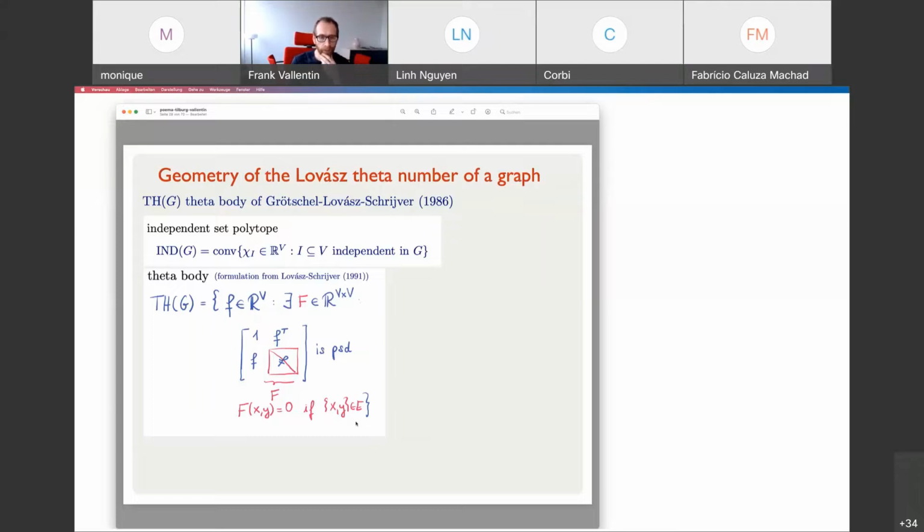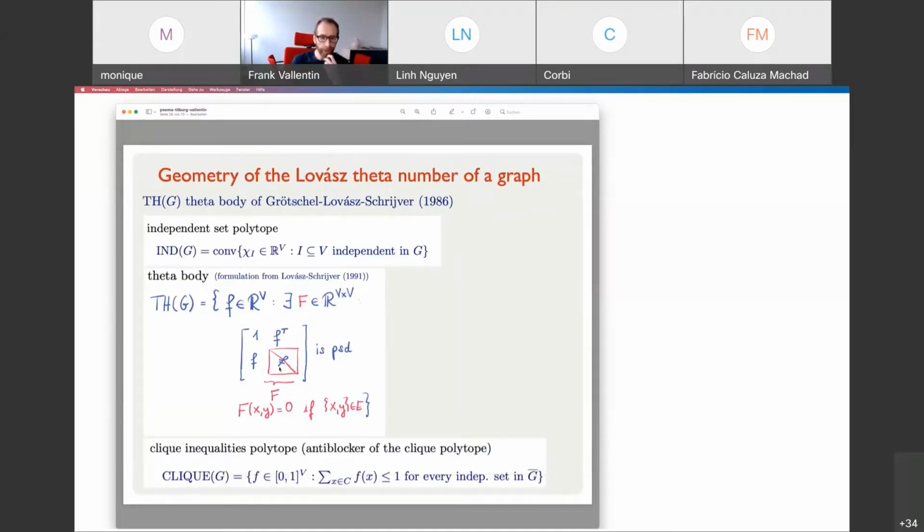In a sense, what you're doing here is you write down all feasible solutions of the theta number, but not as such, but by some bordering construction, which makes some proofs easier. But if you don't want to think about the details of the bordered construction, you should simply think that the theta body contains all feasible solutions of the theta number. Okay, so that's the theta body.